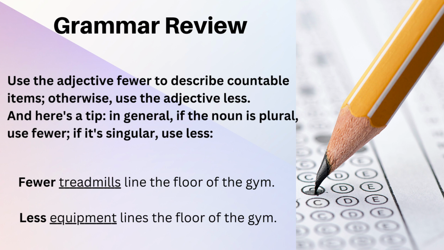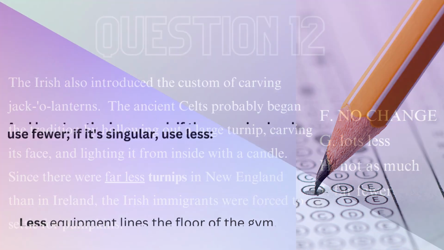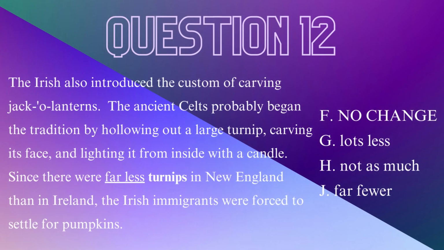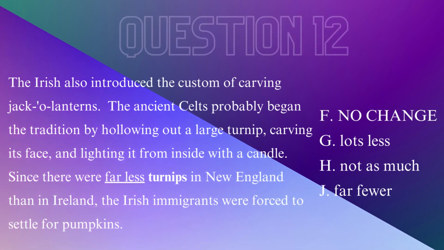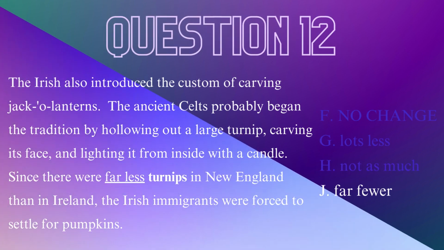For example, fewer treadmills line the floor of the gym. Would you be able to count the treadmills in a gym? Yes. Also, treadmills is plural. There's more than one. Less equipment lines the floor of the gym. I'm not sure I'd be able to count that when equipment is used as the idea of one thing. But back to the question. What are we talking about? Turnips. Turnips, that's plural. Therefore, we should say there were far fewer turnips in New England than in Ireland. J is the correct answer.